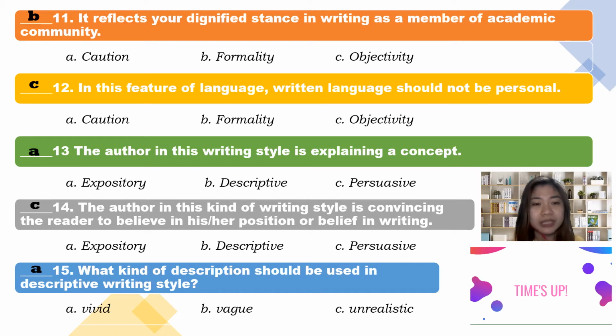Number 14, the author in this kind of writing style is convincing the reader to believe in his or her position or belief in writing. So the correct answer is letter C, persuasive. And last number, number 15, what kind of description should be used in descriptive writing style? So the correct answer is letter A, vivid. So how many of you got the perfect score?